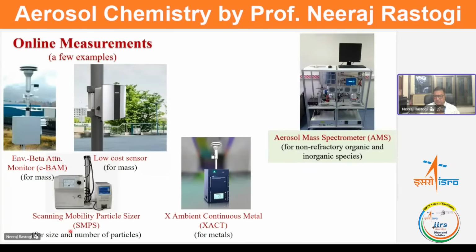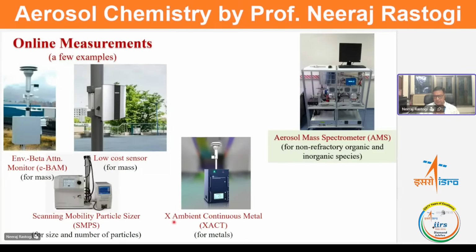Then if you want to do chemical speciation, there are instruments like the aerosol mass spectrometer, which measures non-refractory organic and inorganic species. Non-refractory means up to a certain temperature, say up to 600 centigrade, whatever can volatilize, it can measure. If volatilization happens after that, that means dust particles and so on, it cannot measure. But other compounds, this AMS can measure.